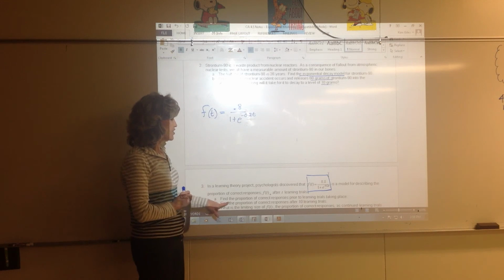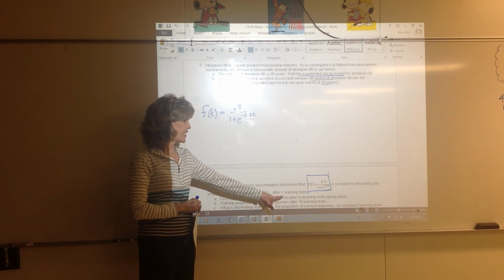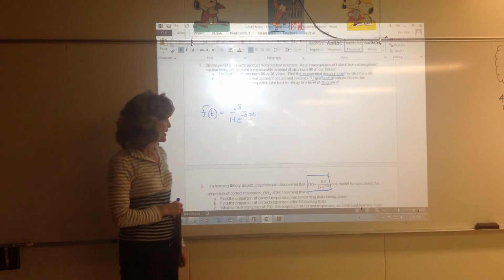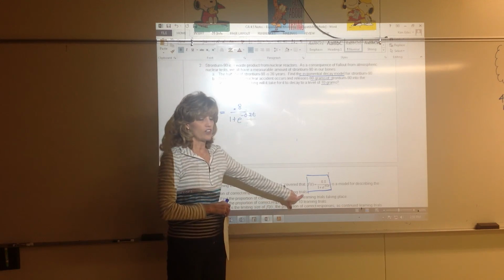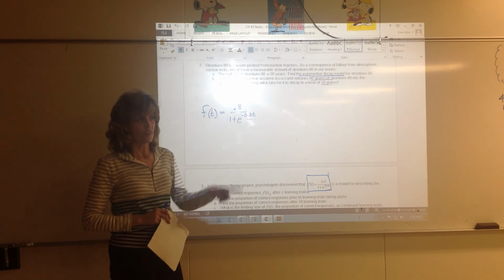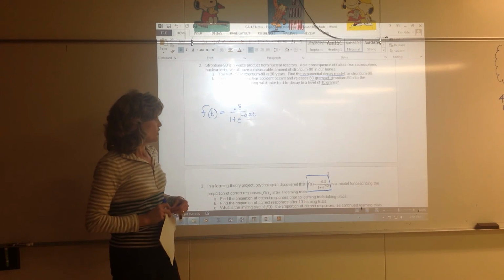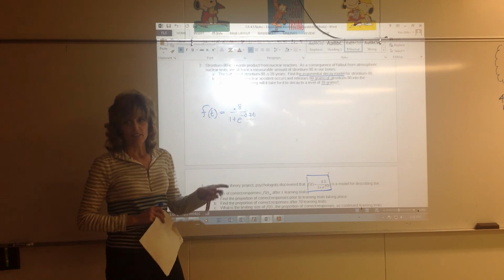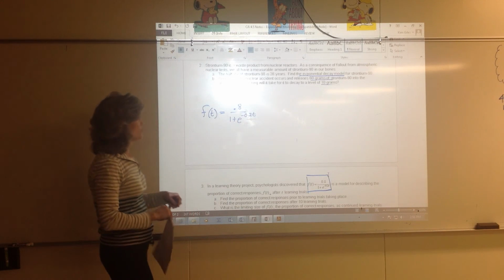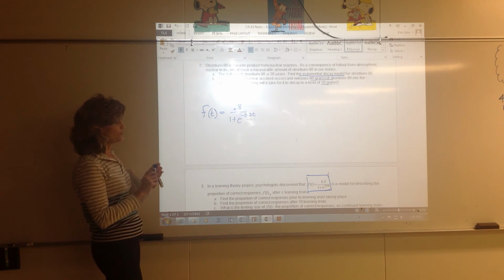Part A says, find the proportion of correct responses prior to learning trials taking place. t is the number of learning trials. Almost anything you do, if you practice it a little bit first, you're better at doing it. So you're trying to learn some new something, I don't know, tying your shoes or who knows what it is. You're trying to learn something new.